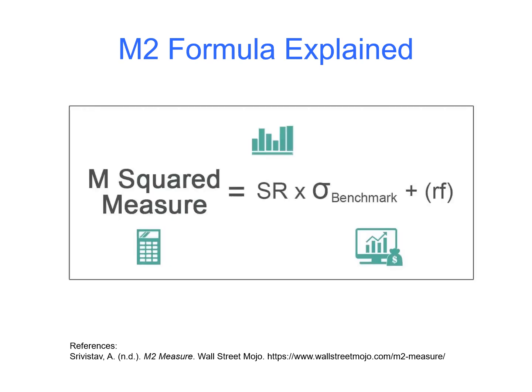Understanding the formula. The M2 measure starts with the Sharpe ratio of the portfolio, which is the excess return per unit of risk, or standard deviation. It then calculates the portfolio's risk level to match that of the benchmark using the benchmark's standard deviation. Finally, the risk-free rate is added to align the performance with the benchmark's risk characteristics.